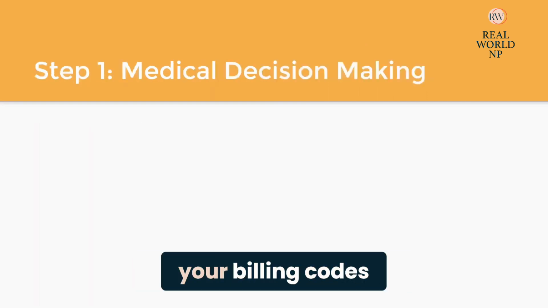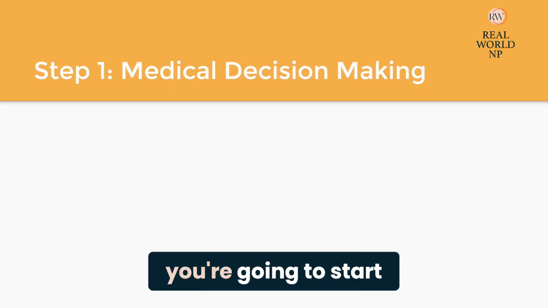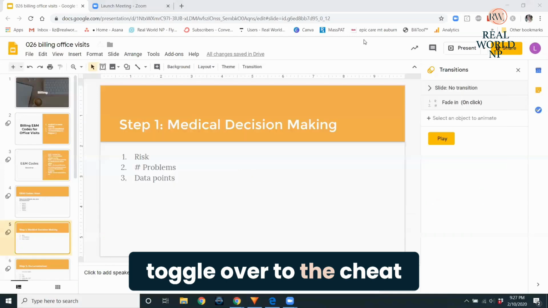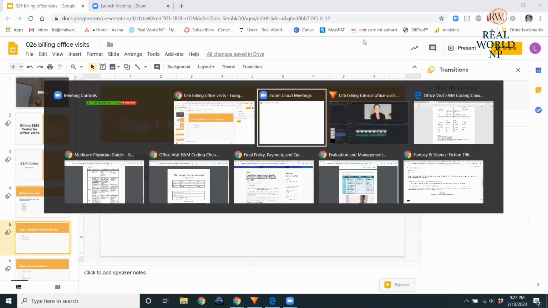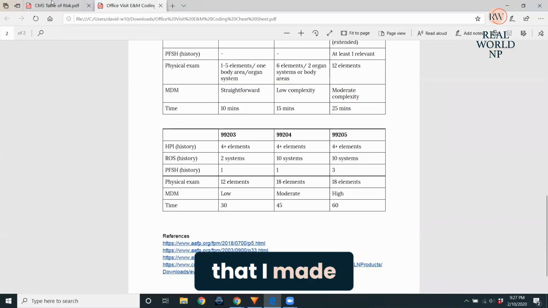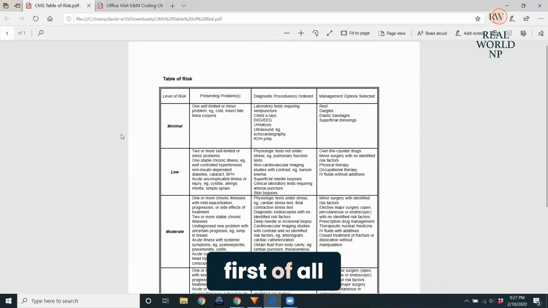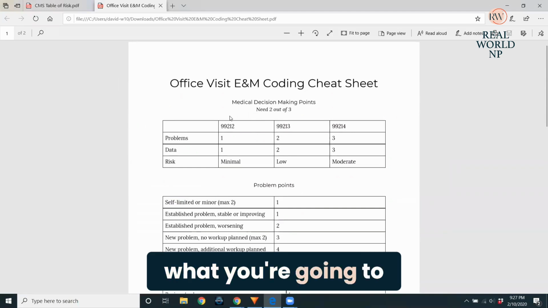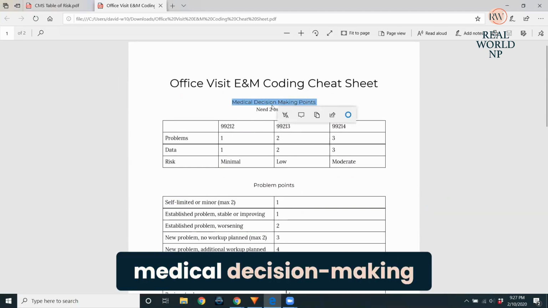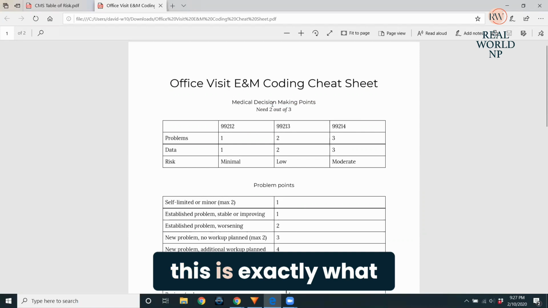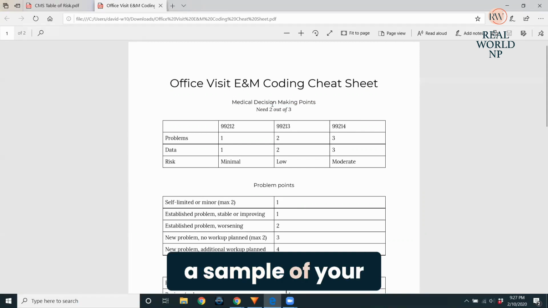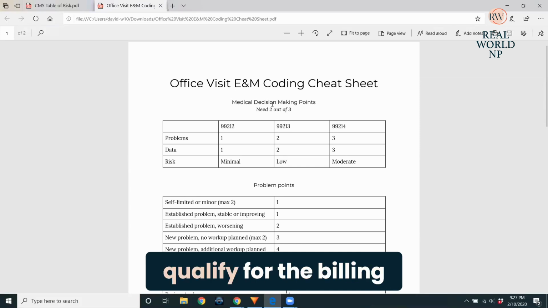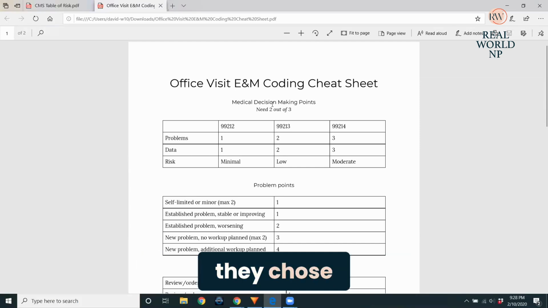So again, when you're looking at your billing codes and deciding which one to pick, you're going to start with your medical decision making. I'm going to toggle over to the cheat sheet that I made. At the very top, this is talking about medical decision making. And this is literally, when I talk about practicing, exactly what you can do on a sample of your own notes or somebody else's note, and check off the boxes to see if they actually qualify for the billing code that they chose.